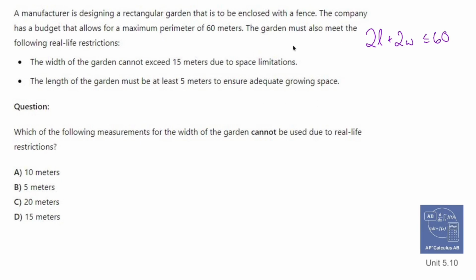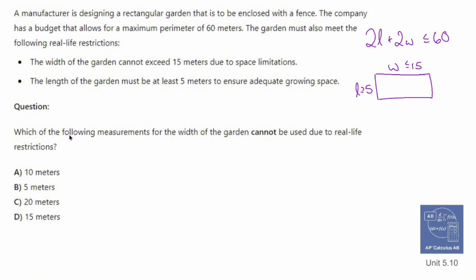The garden must also meet the following real-life restrictions. The width of the garden cannot exceed 15 meters due to space limitations. So we'll call this the width, okay? It cannot exceed 15 meters, which means it's got to be 15 meters or less. All right. The length of the garden must be at least 5 meters to ensure adequate growth space. So length has got to be greater than or equal to 5.